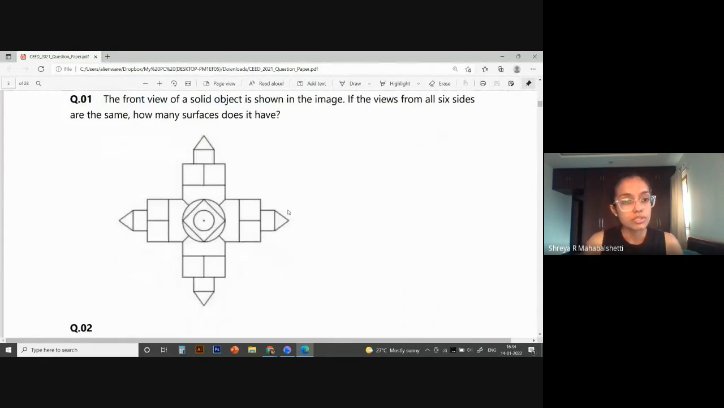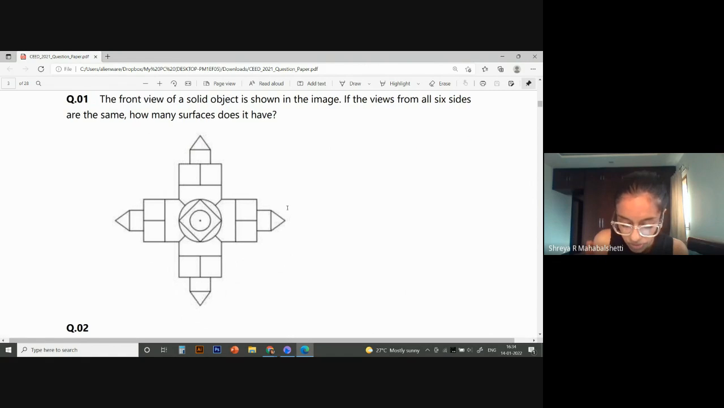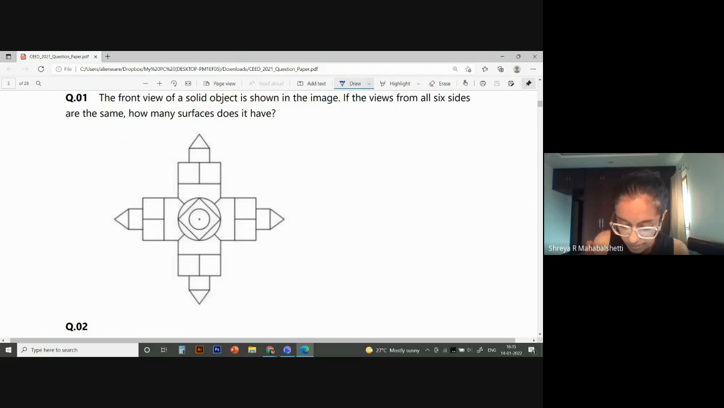Okay, so the first question is, the front view of a solid object is shown in the image. If the views from all six sides are the same, how many surfaces does it have? So clearly in the question it is given that there are six sides that are same. So you can see that the 3D has six arms. Okay, so that's important.